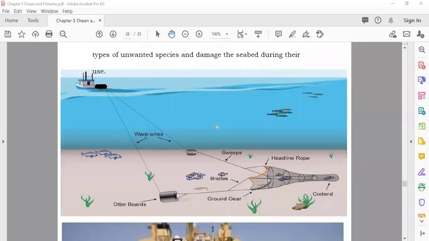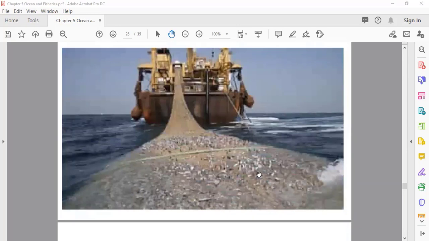You can see the examples here. In the diagram, this is the trawl net. The fish come here, some are already inside, and they get stuck. After that, you take it out, it goes inside the ship, and you get the fish. Now in real life, it looks like this. You can find thousands of fish inside it. So this is one of the types of nets used for fishing, known as a trawl net.